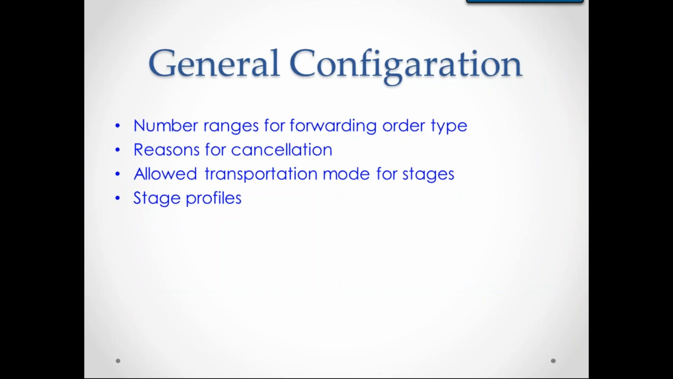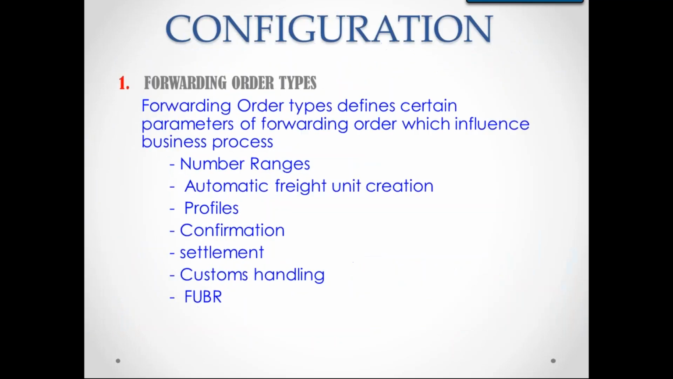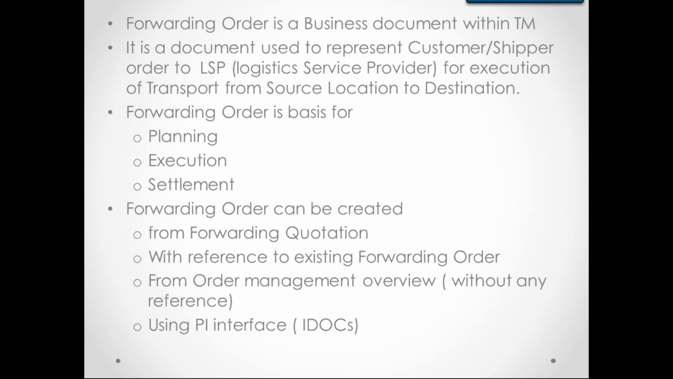So the normal general configurations, apart from the document type, are that we create number ranges for the forwarding orders. If you want to cancel, what are the reasons for canceling the forwarding order? And what are the different transportation modes for each and every stage? By default you have to assign them, and then you have a provision to change that during your transaction. And what are the stage profiles? I will tell you what these configurations are. These are the configurations and the detailed description about the forwarding order. Now I will show it to you in the system.